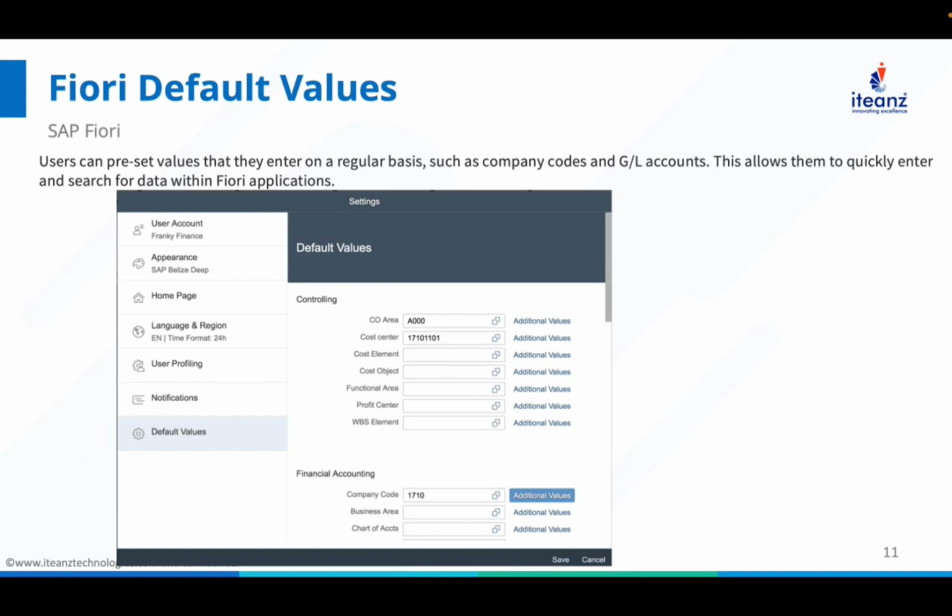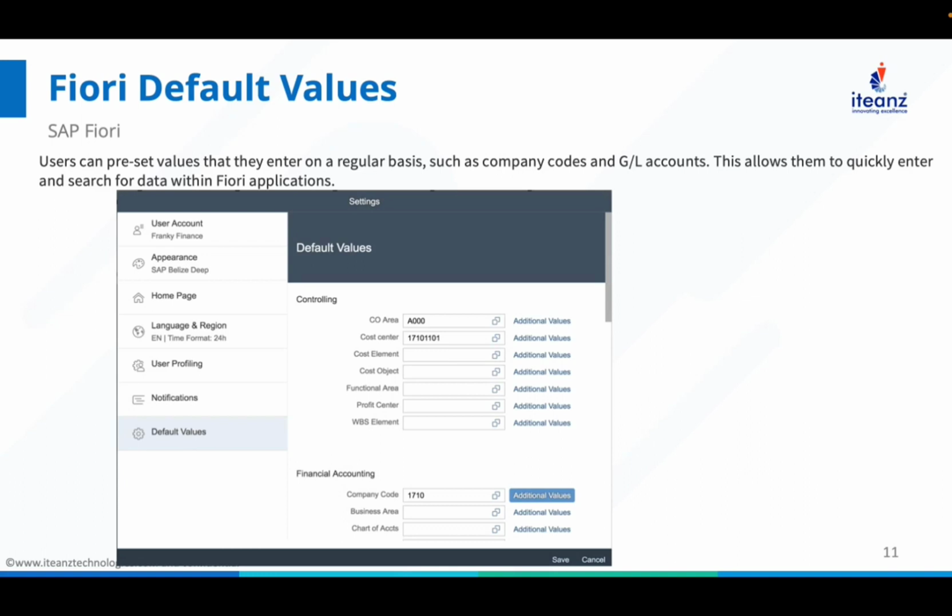The user can input his own organization elements as default values. He can enter the controlling area, company code, cost center, GL account, business area, chart of accounts. All these can be set by default. Once it is set, it is applicable for all your business, all your Fiori applications.